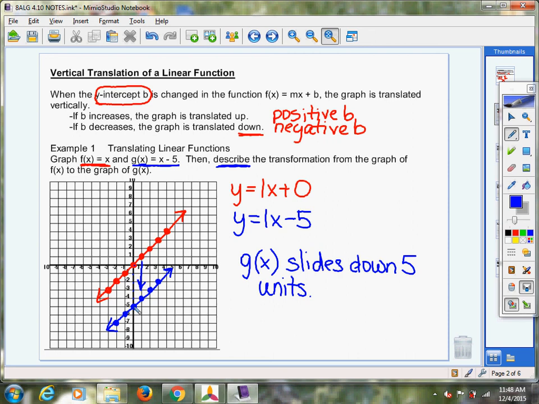Remember, we're not going to graph, but we are going to describe the transformation. If it's a translation, remember, it moves vertically, either up or down. It slides up or down.